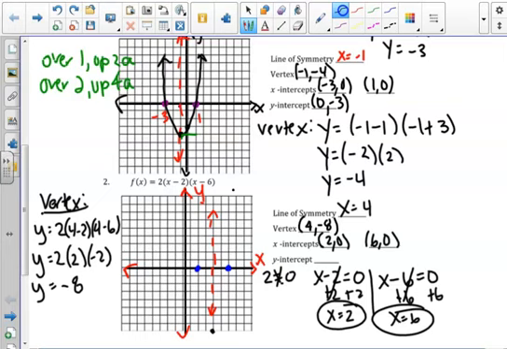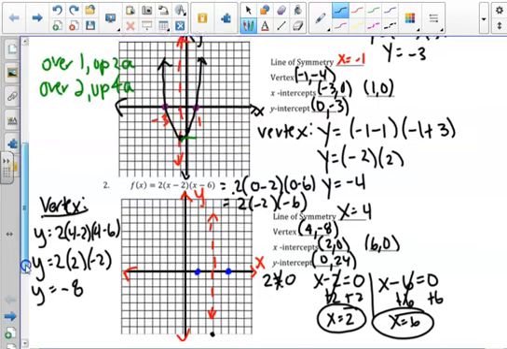And the last part of this is to find the y-intercept. So recall we're going to plug in a 0 wherever we see an x, because when we cross the y-axis, x is always 0. So I'm going to get 2 times -2 times -6. 2 times -2 is -4, and -4 times -6 is 24. So my y-intercept is 0, 24.